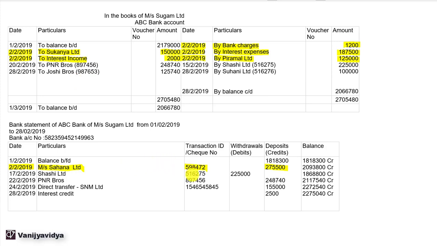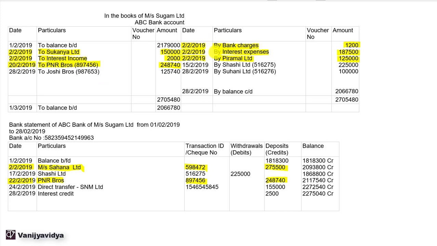So if we see in the bank statement, yes, we have this check number 897,456, 2,48,740 and PNR Brothers. So let's mark this. Then next, 20th Feb 2019 to Joshi Brothers, 987,653, 1,25,740. Let's see if this check number is appearing in the bank statement. 987,653. We can't find it in the bank statement. So this transaction will be part of our bank reconciliation statement as on 20th Feb 2019.